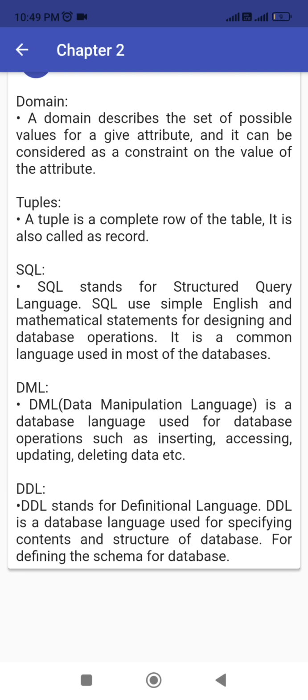DML. DML, Data Manipulation Language, is a database language used for database operations such as inserting, accessing, updating, deleting data, etc. DDL. DDL stands for Data Definition Language. DDL is a database language used for specifying contents and structure of database and for defining the schema for the database.